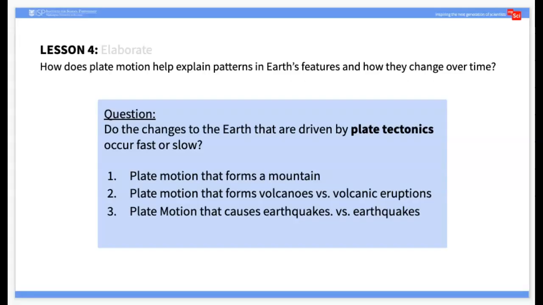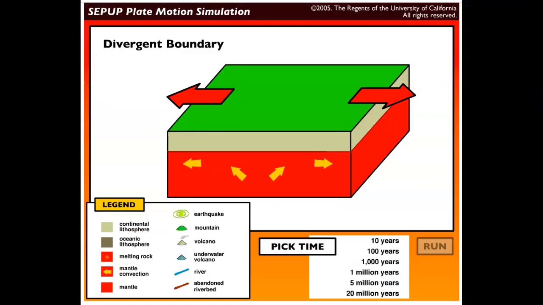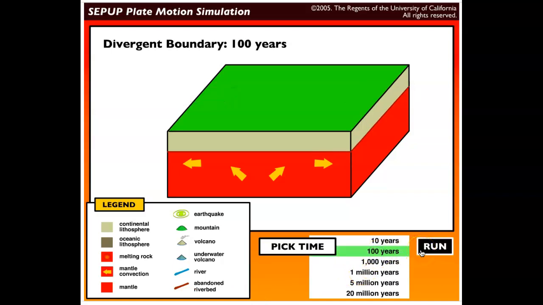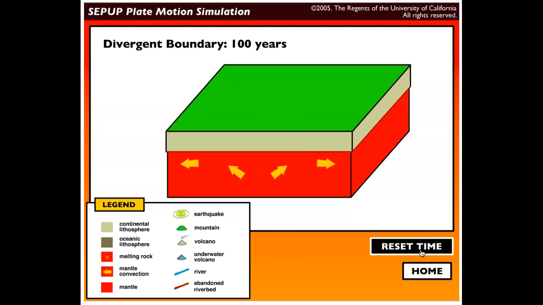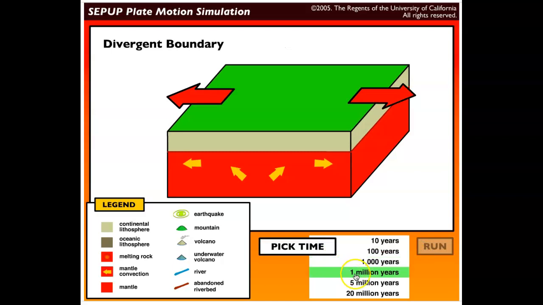In the Elaborate portion of this lesson, students will consider the rate at which changes to the Earth's surface occur. Students will revisit the plate motion simulation to explore this idea. Students will again use their student journals to guide them. For example, students will consider what occurs when Plate 1 and Plate 2 pull apart from each other. However, they will observe what occurs over 100 years and compare this to what occurs over 1 million years.